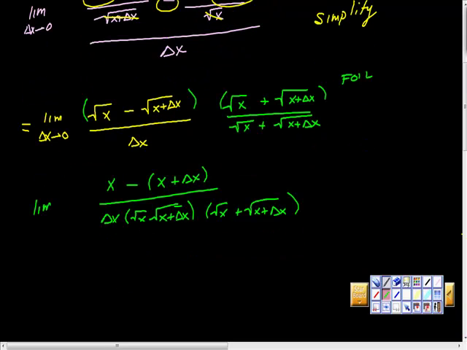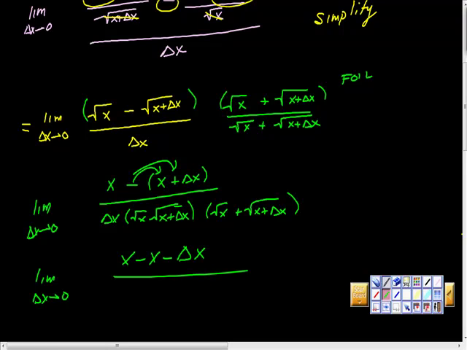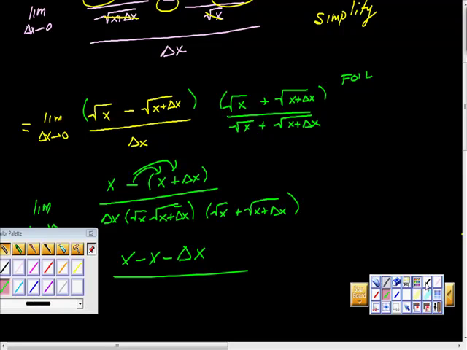Forgot to write limit here. So limit as the change of x approaches 0. Simplify this out. Distribute this into here and here. This becomes the limit as the change in x goes to 0 of x minus change of x. Look, this is all starting to come together, isn't it? Because look, this change of x is this one right here, isn't it? And then times square root of x times square root of x plus change in x.